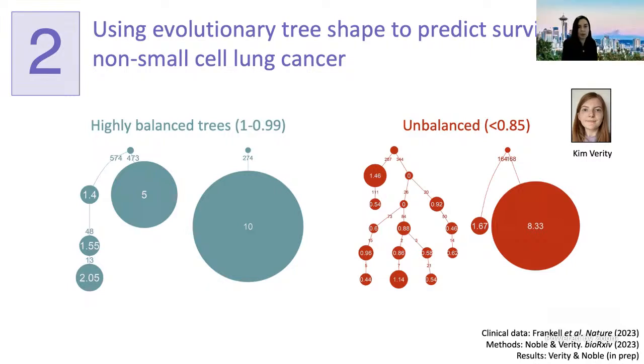Great, thank you. A question from Alana Sholokhova. Great talk, thanks. In the tree balance segment, it looked like 0.85 is a balance cutoff for lung cancer survival. Why 0.85? How much does that vary between cancer types?